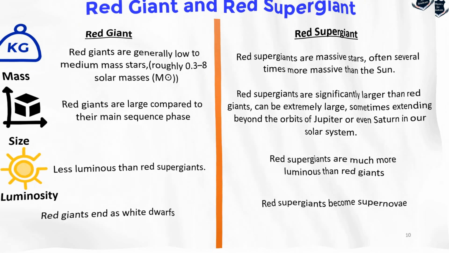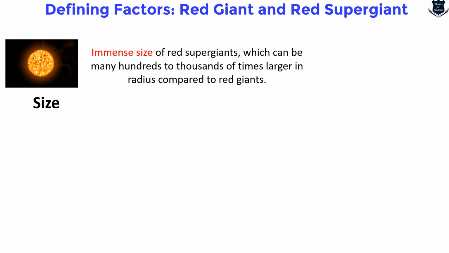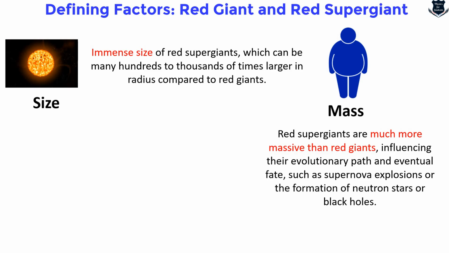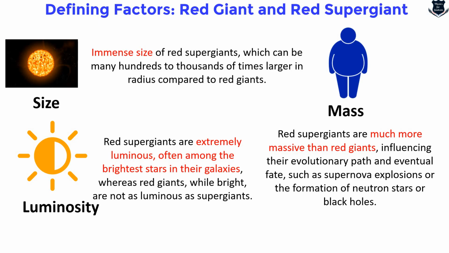So what would be the defining factors of red giant and supergiant? Obviously the first would be the size, because of the immense size of red supergiants, which can become hundreds of thousands of times larger. Definitely the mass is a defining factor, because red supergiants are much more massive than red giants, influencing their evolutionary path, such as supernova explosion or formation of neutron stars or black holes. And yes, luminosity. Red supergiants are extremely luminous, often among the brightest stars in the galaxies, while red giants are not as luminous as supergiants.